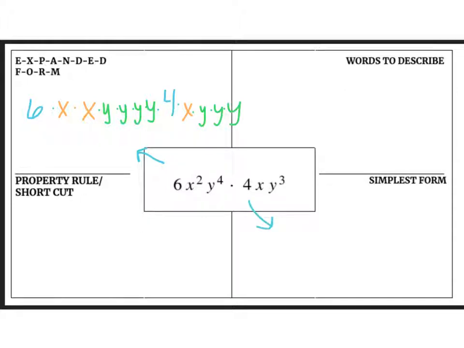I think next I'll go ahead and solve it. 6 times 4 is 24. And I can see there are 3 X's, so X to the 3rd power. And there's 4, 5, 6, 7 Y's. So there's my answer in simplest form.